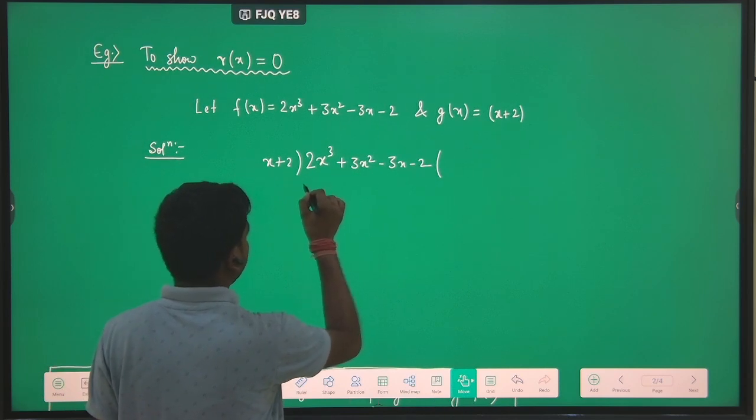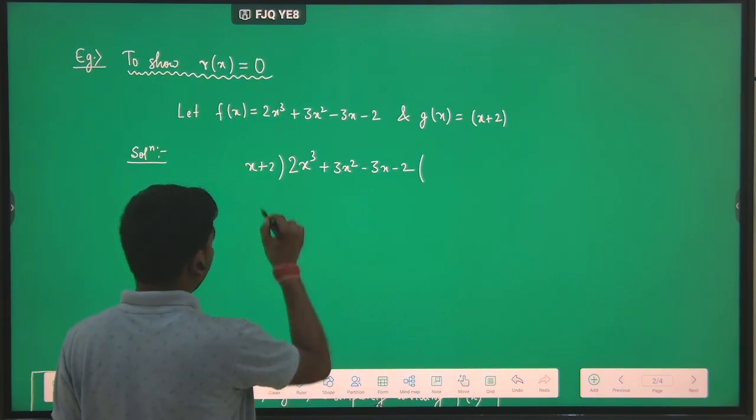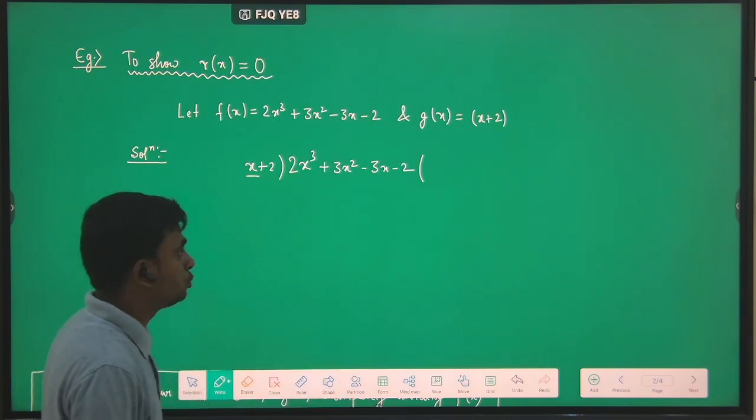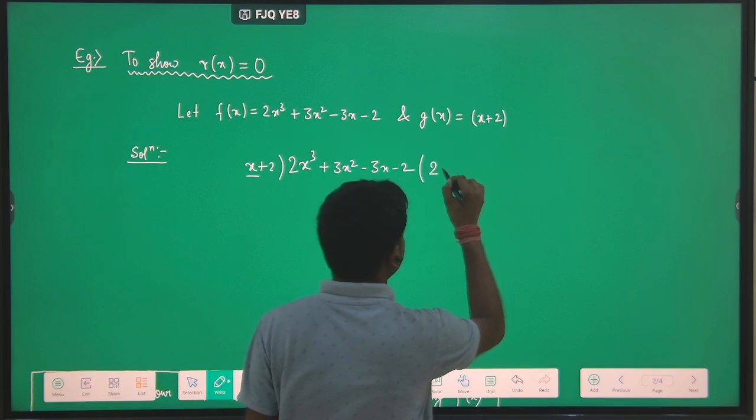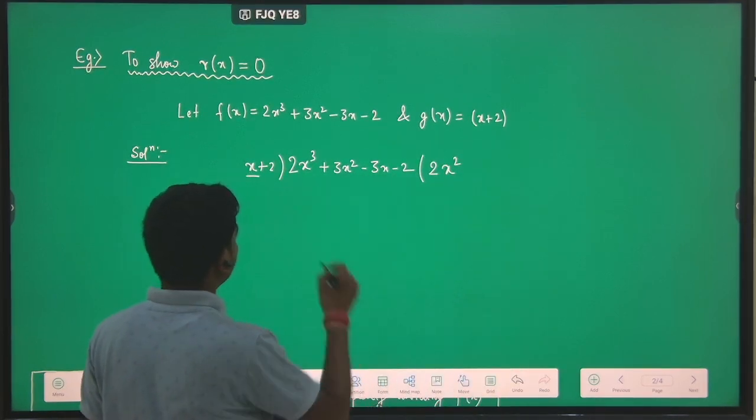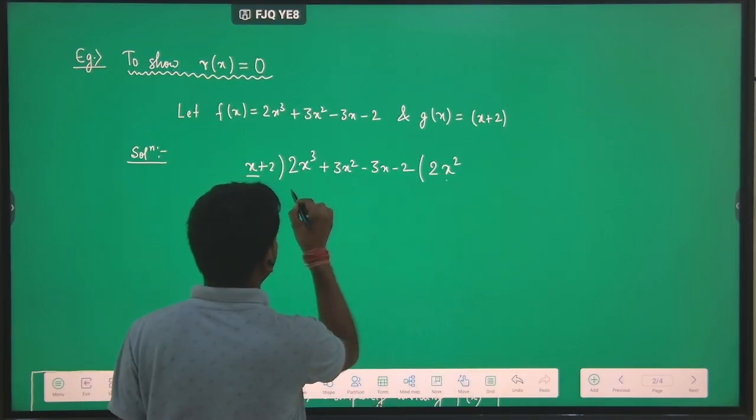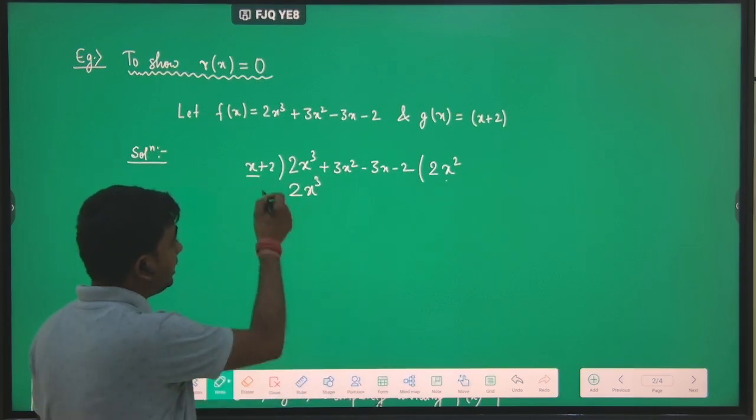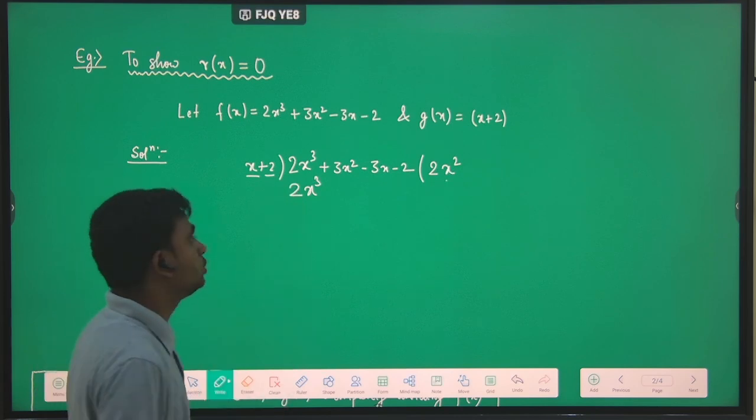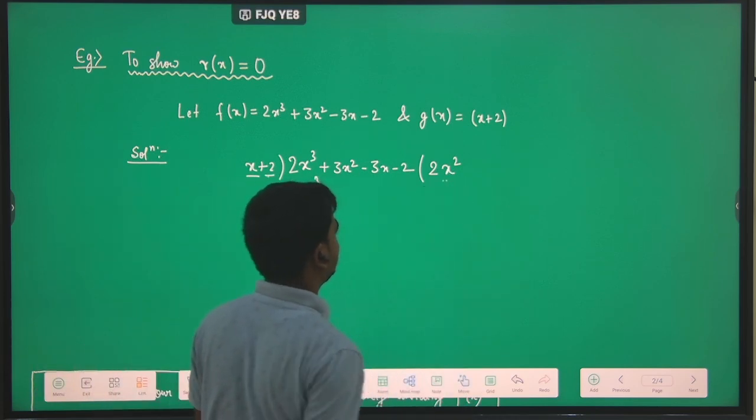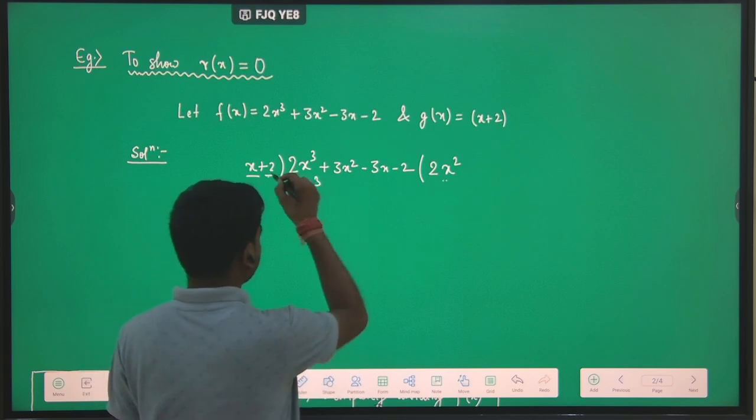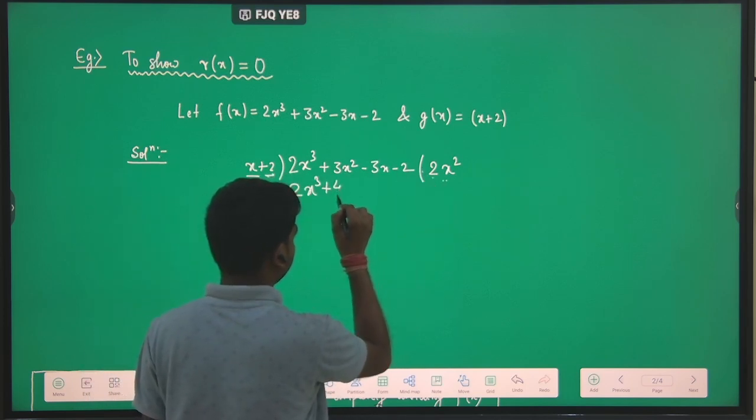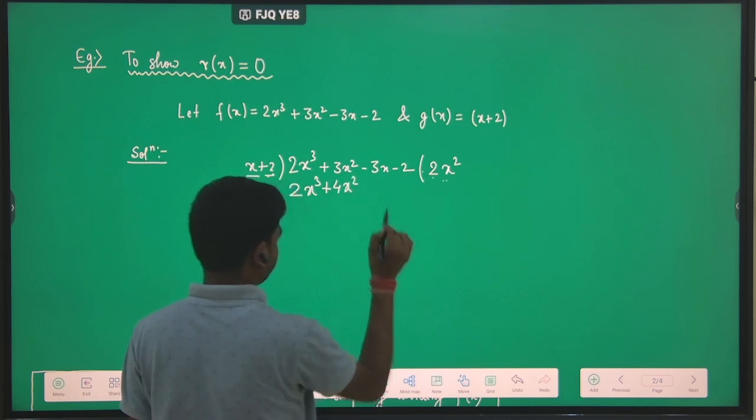To get 2x cube, what do we have to do? We have to multiply this x with 2x square. So when we multiply this x with 2x square, we will get 2x cube. Now here plus 2 is also given. So this plus 2 will be multiplied with 2x square. Plus into plus is plus, 2 into 2 is 4x square.